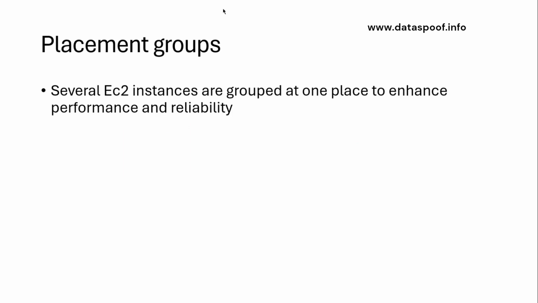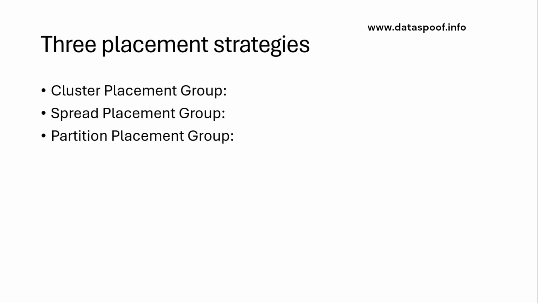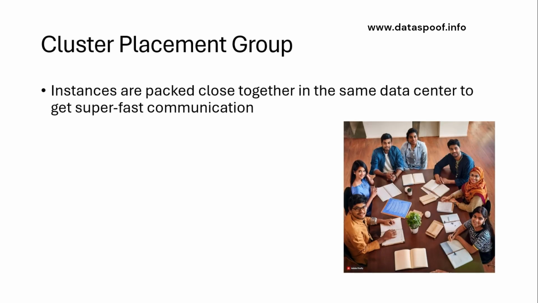Next, we have placement group. A placement group is where several EC2 instances are grouped together at one place in order to enhance the performance and reliability. Here there are three types. First we have cluster placement group, then spread placement group, and third we have partition placement group. Now let us understand each one by one. First, cluster placement group. In a cluster placement group, instances are packed together in the same data center to get super fast communication. It is like having a group of friends studying together, so whenever there is any doubt, they can clear their doubt immediately.